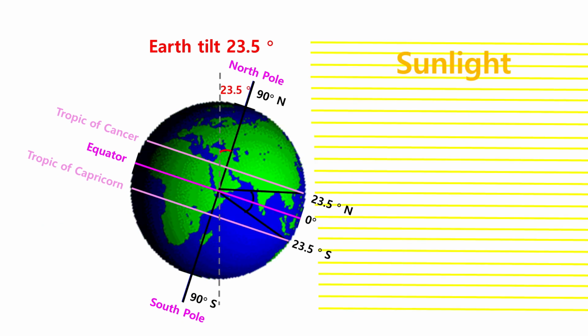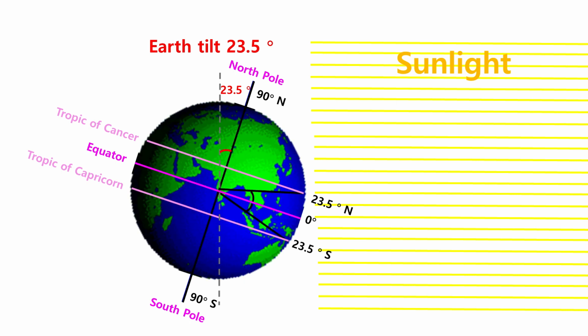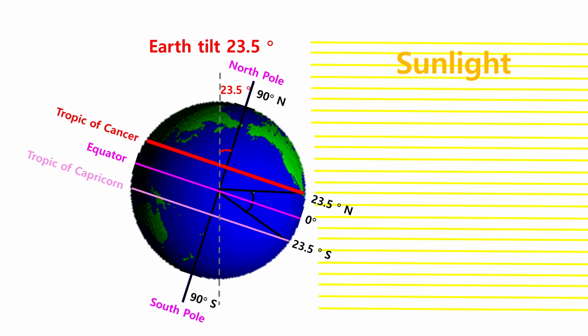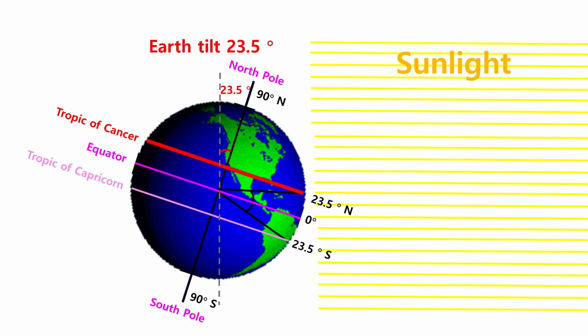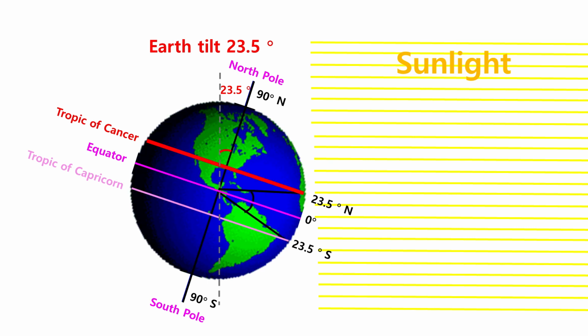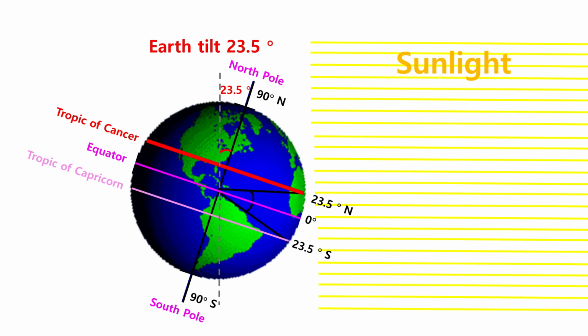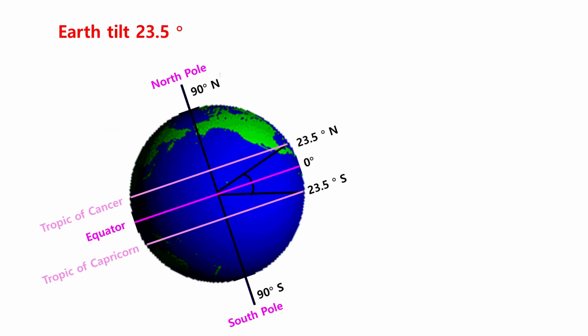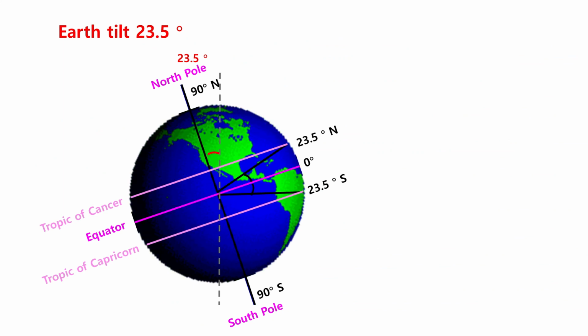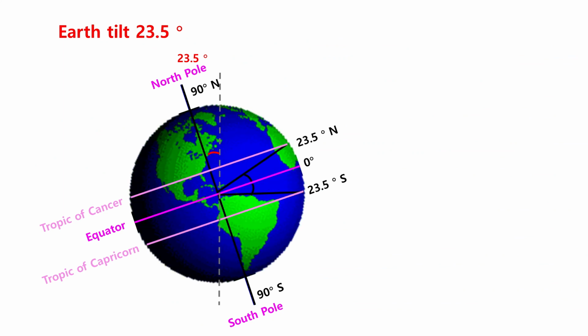This is real Earth. With this tilt, there is a special latitude on Earth called the Tropic of Cancer. The Tropic of Cancer is defined as the latitude at which the sun is directly overhead at noontime on the first day of the northern summer. Now the Earth tilts away from the sun at 23.5 degrees.